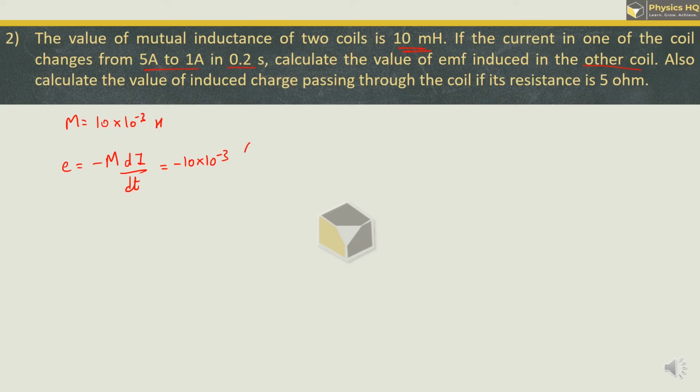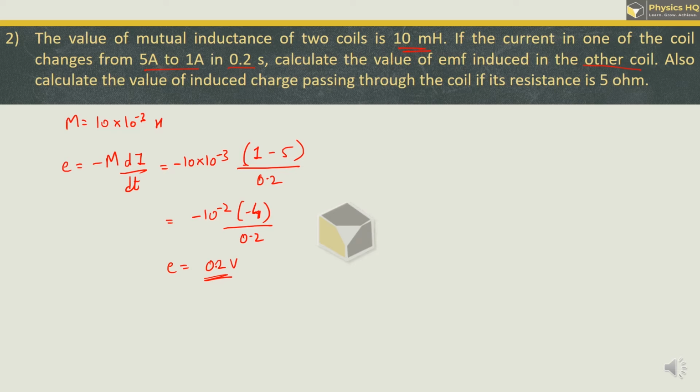Now change in current is from 5 to 1. So finally current is 1 and initially it was 5. So initial minus final divided by the time taken was 0.2 second. So this will become 10 raised to -2 minus 4 divided by 0.2, and when we will solve this we will have 0.2 volt. So this is the EMF induced.